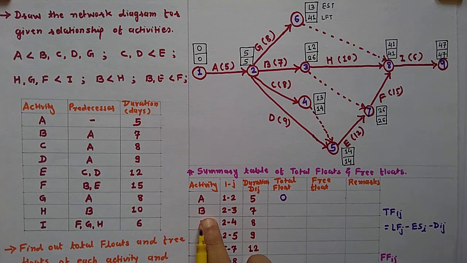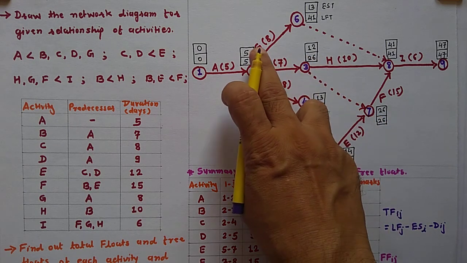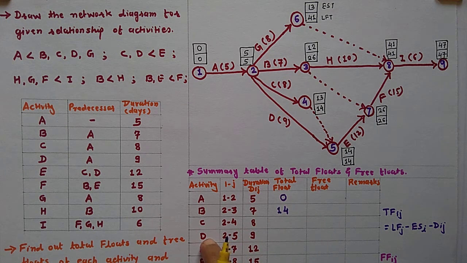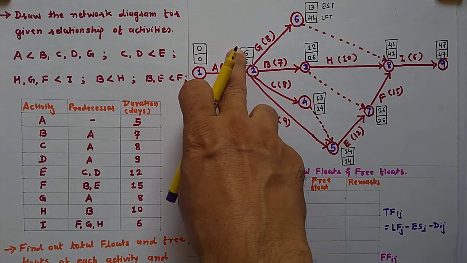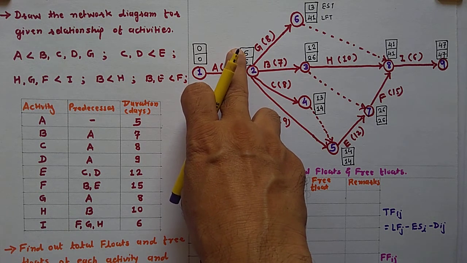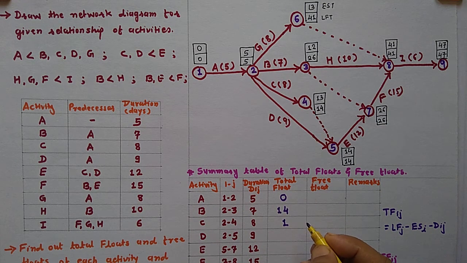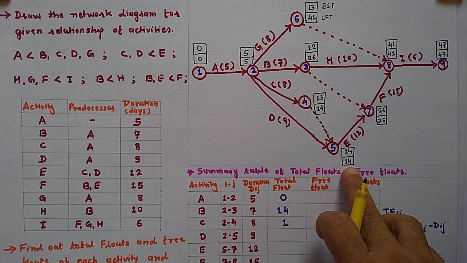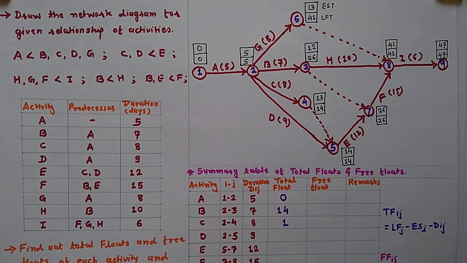Now the total float of activity B, 2 to 3: latest finish time 26 minus 5 is 21, minus 7 is equal to 14. Now activity C: 14 minus 5 is equal to 9, minus 8, duration is equal to 1, so this is 1. Then activity D: 14 minus 5, that is 9, minus duration 9 is equal to 0.